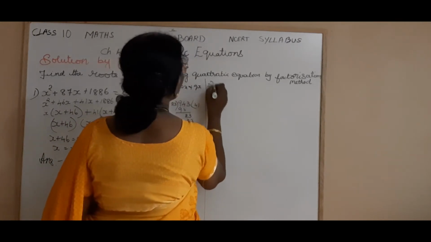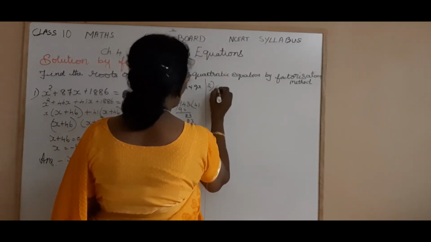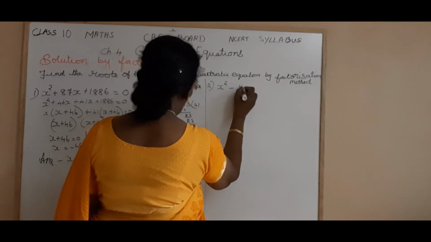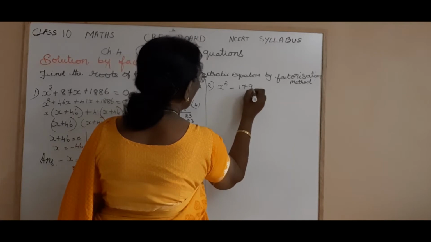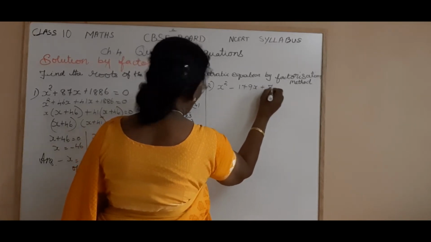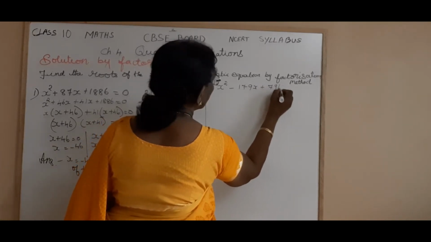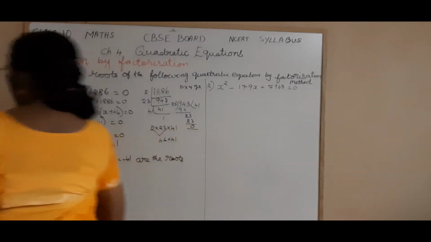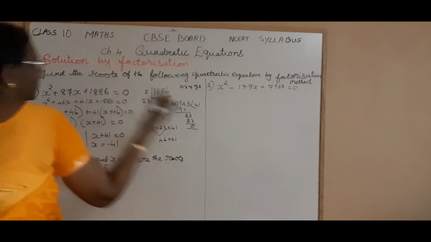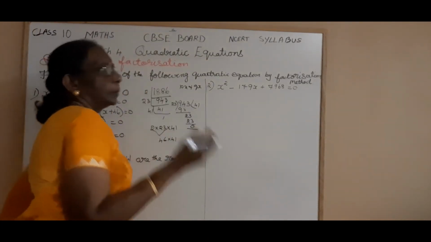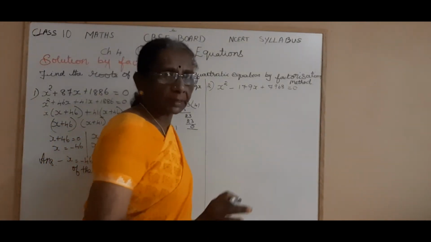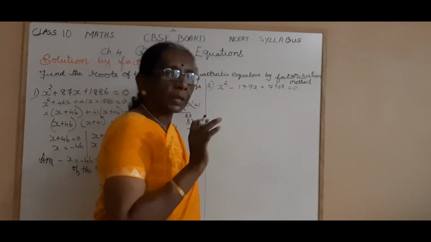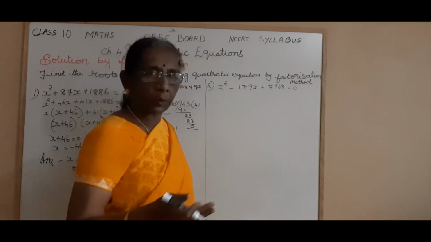Next sum is x square minus 179x plus 7968 is equal to 0. Okay. Again, product is positive. So, Px and Qx should have the same sign, and middle term is negative. So Px is negative, Qx is also negative.